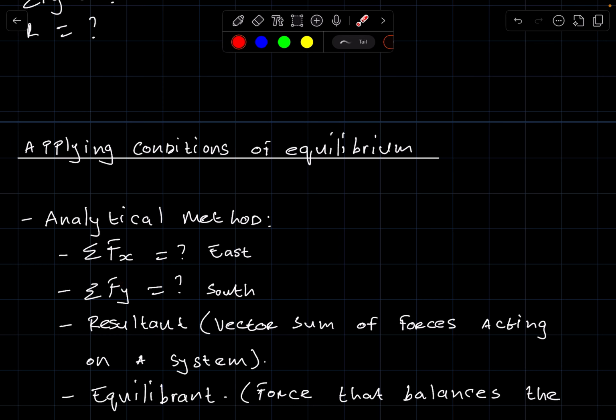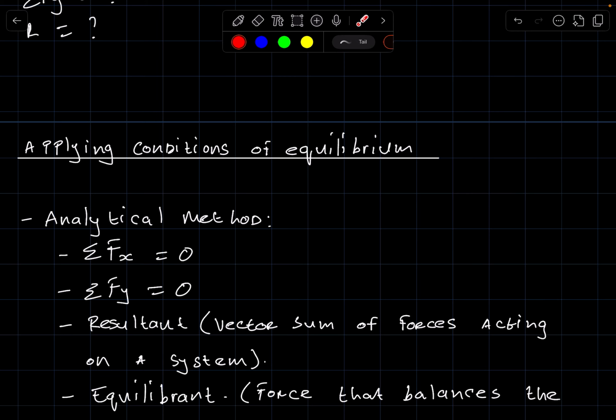Alright, so with the analytical method, we apply conditions of equilibrium. Depending on the scenario, if you have a system of forces acting on a system and those forces are in equilibrium, we apply the conditions of equilibrium by saying the sum of forces in the x direction is equal to 0, and the sum of forces in the y direction is also equal to 0.